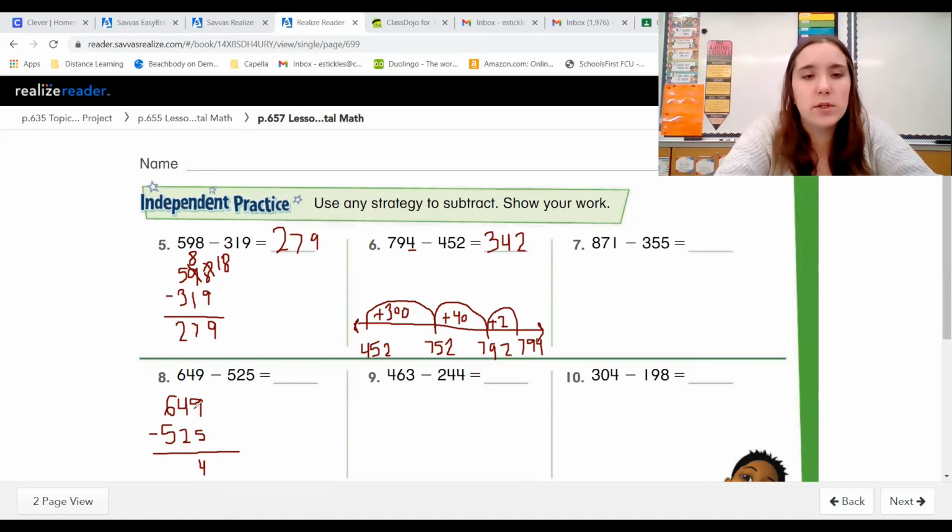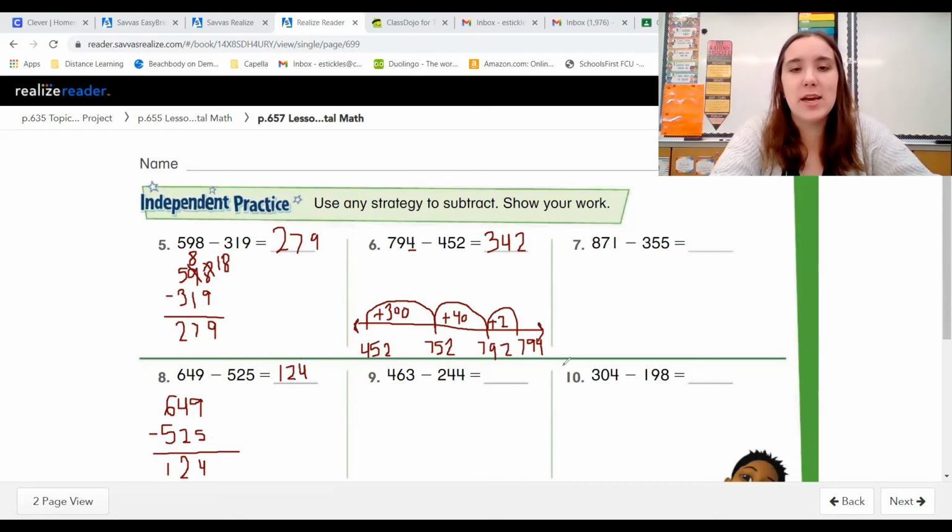In my tens, I have 4 tens minus 2 tens. 4 minus 2 is 2. And in my hundreds, I have 600 minus 500, which is 1, so 100. So guess what? My answer is 124. That one was pretty easy. I want you to do number 9, use whatever strategy you want, show your work, find your answer, and then come back to me when you're done.